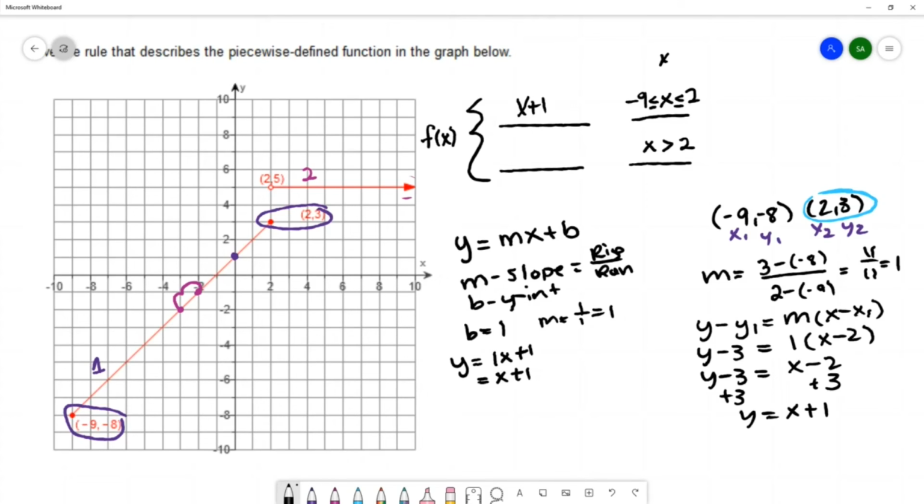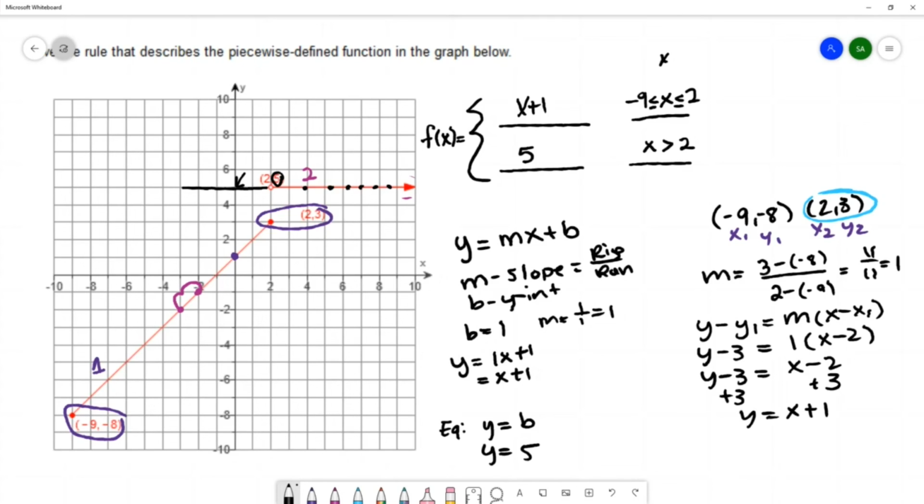Now the second equation is a horizontal line. And horizontal lines always have an equation that is y equals the value of b, the y-intercept. And if we extend this line, you can see that the y-intercept would occur at 5. We also notice this point has a 5, and all of the ordered pairs on this line have a 5. So the equation of this line is y equals 5. And in our piecewise defined function, 5 is our second equation.